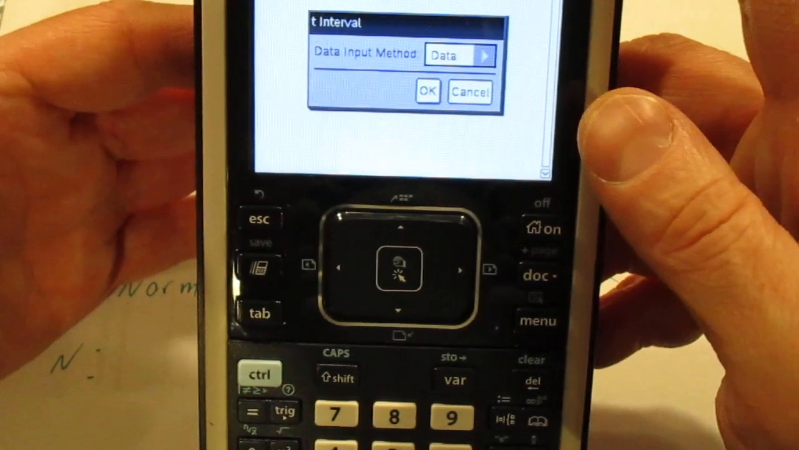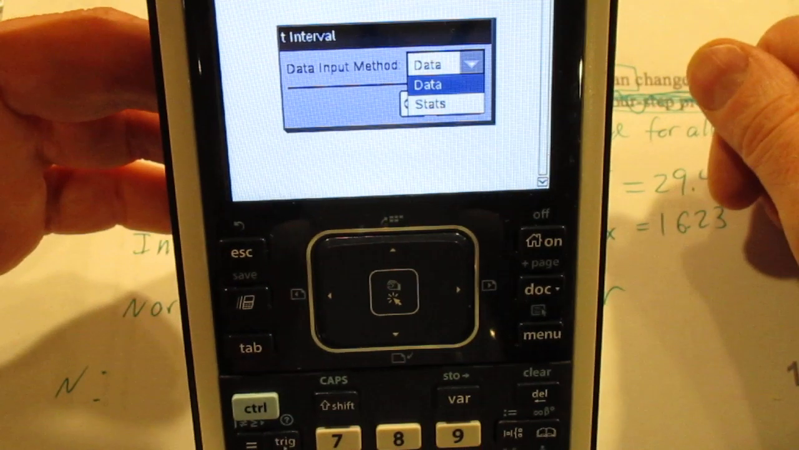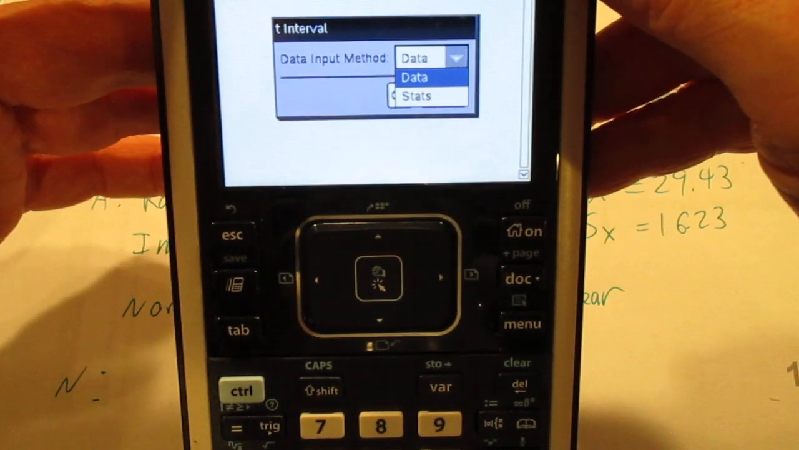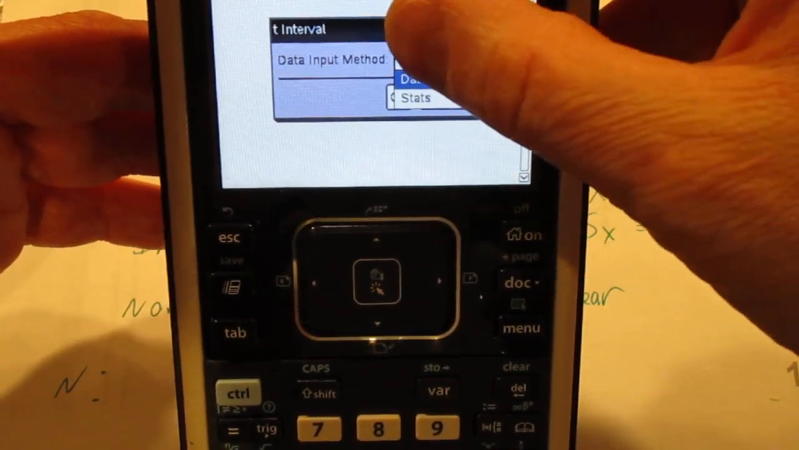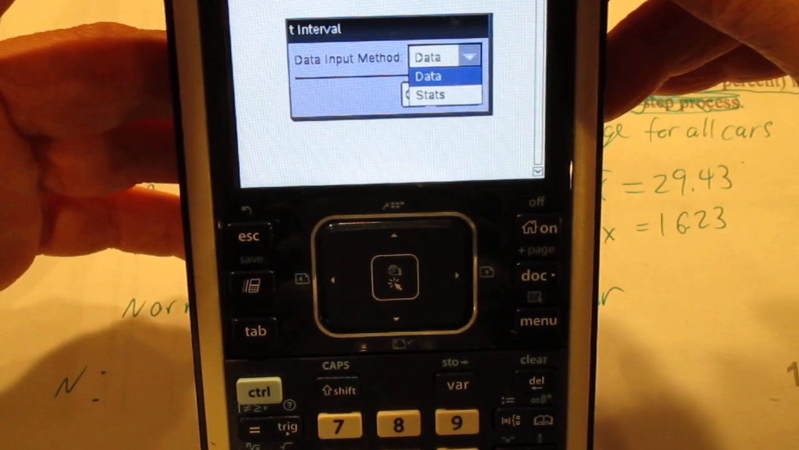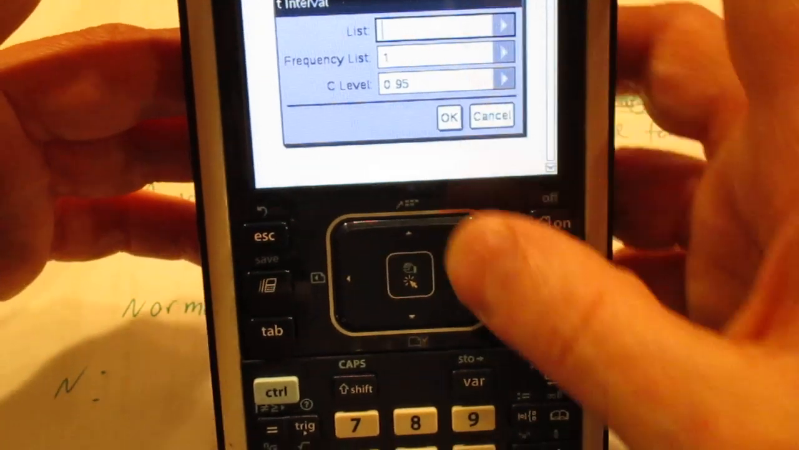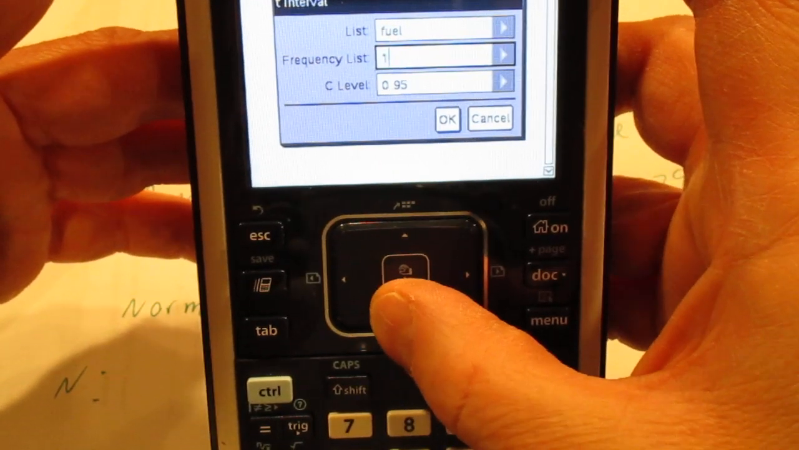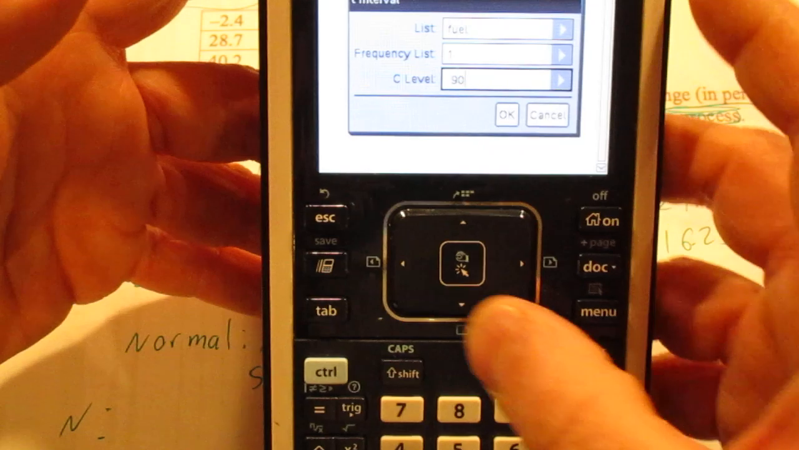Data input method. What the heck? Data, well, what's my other option? Stats. So, stats is, are you putting in the numbers? Are you putting in sample size and everything else? Or is this interval coming from a list that you put in a spreadsheet? It's coming from a list that we put on a spreadsheet. Let's keep it as data. So list, what data are we using? Fuel. Frequency list, I don't know what that is. I'm kidding, I do, but we're doing a 90% confidence interval. So let's call it 0.90.